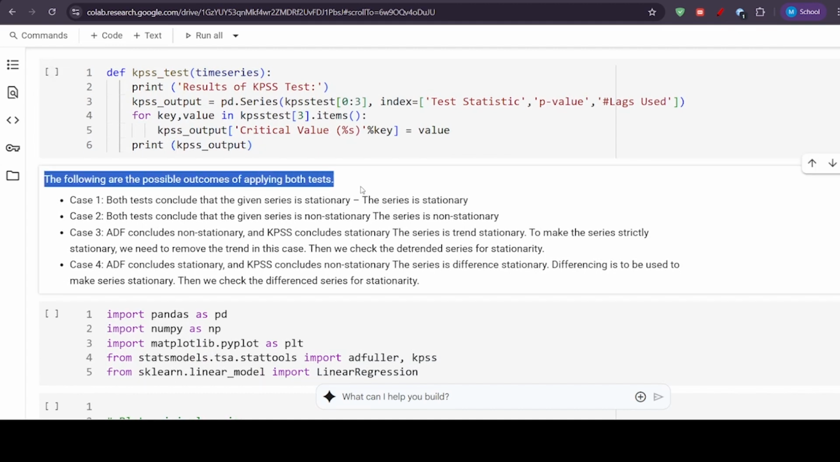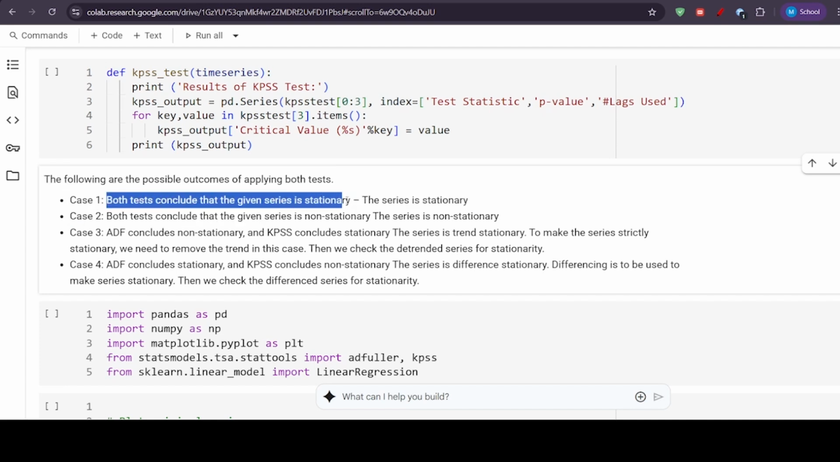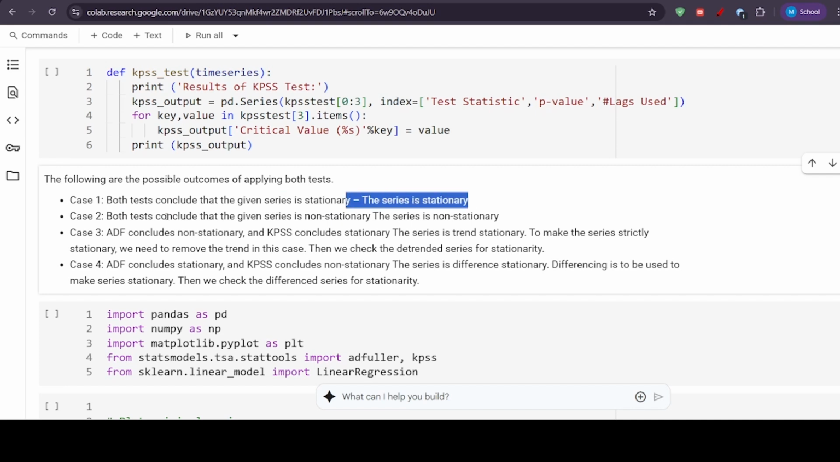Now what we can analyze from the data: if both ADF and KPSS conclude that the given series is stationary, then the series is stationary. If both tests conclude that it's non-stationary, then the series is non-stationary.